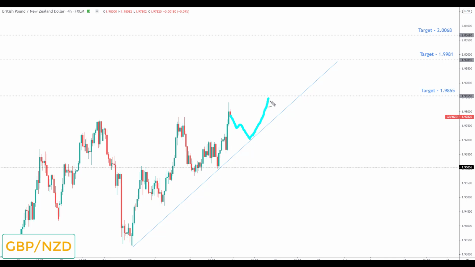First of all, into the next key area of resistance to the upside and the target set at the 1.9855. Once we've taken out this target, and we may take it out first and then correct, I will be looking up towards the second key area of resistance to the upside and target 2 at the 1.9981.